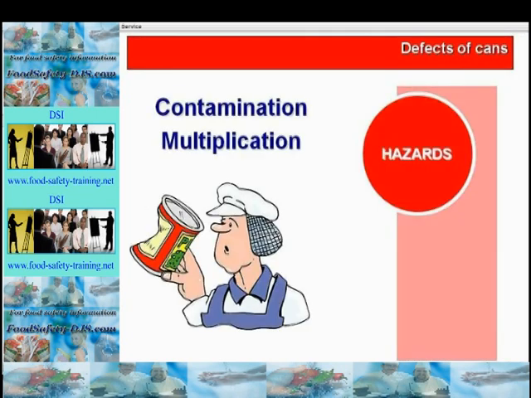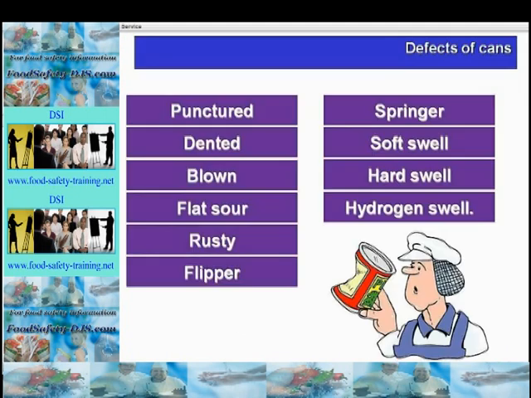Defects of cans. The hazards here are contamination and multiplication. The various defects of cans include they could be punctured, they could be dented, so the seam could be damaged, they could be blown, there could be a flat sour. This is where acid is produced but no gas or swelling of the can. Rusty. It could be a flipper, where the end bulge pushes back.